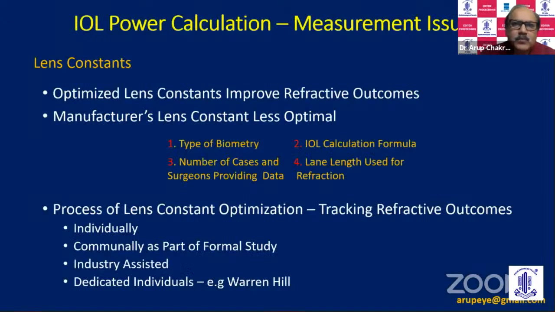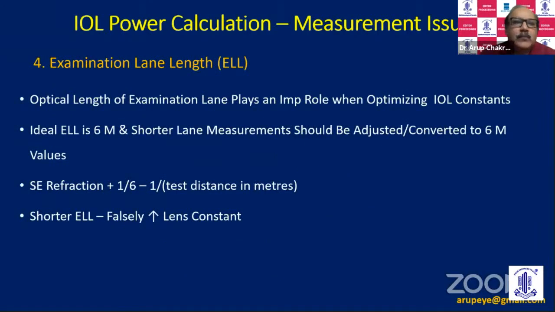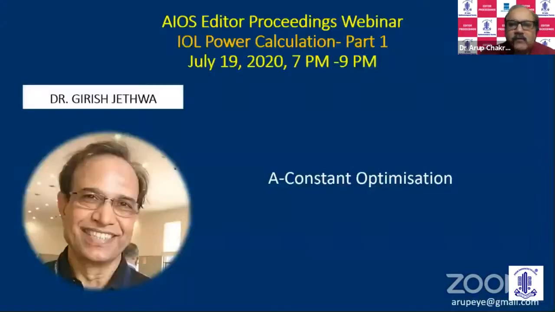Even if you use the most sophisticated equipment and the best formula, if your lens constants are not properly done, you lose the game. Your results are going to be very, very inaccurate. And the importance of examination lane length also has been driven home. We have realized that if you have a lane length of more than 4 meters, it is okay. Anything less than that, you have to use a particular formula to find out the spherical equivalent refraction for the patient. And we'll have none other than Dr. Girish Jetwa talking to us about A constant optimization.